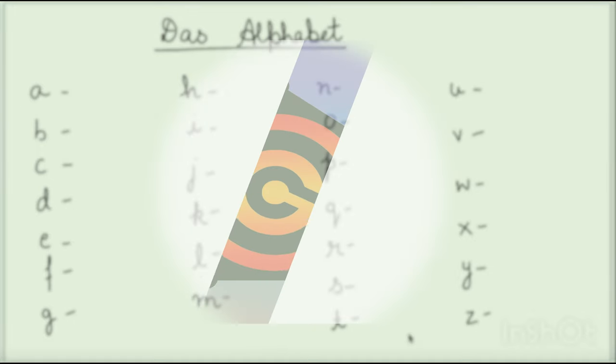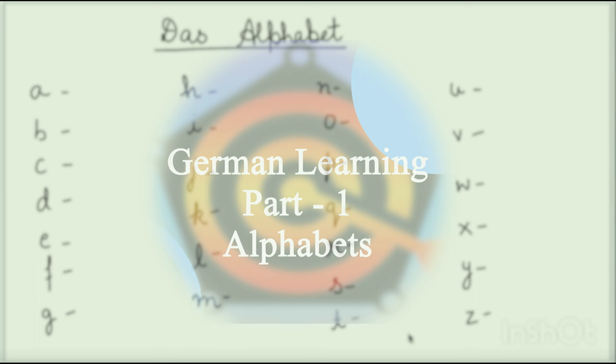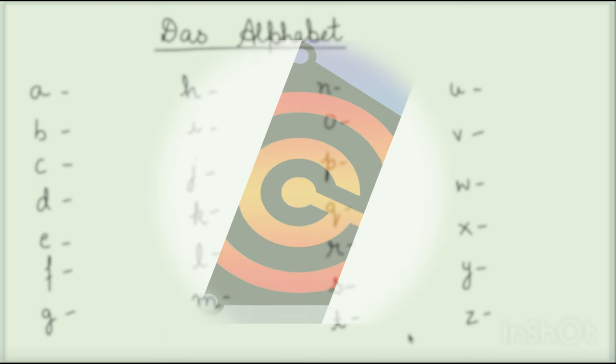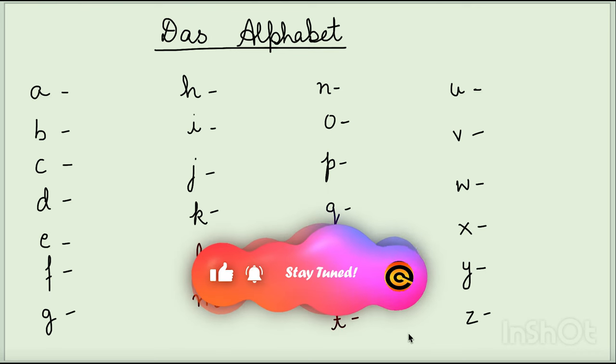Hello everyone. Today we will be focusing on the foundation of any language, which is the alphabet. English speakers have an advantage here as the German alphabet uses the same 26 letters, just as English, plus 4 extra letters. So, in total, there are 30 alphabets in German. Now, although these letters look the same, their pronunciation is slightly different. And this is exactly what we'll be learning in today's video. So, let's dive right into it.